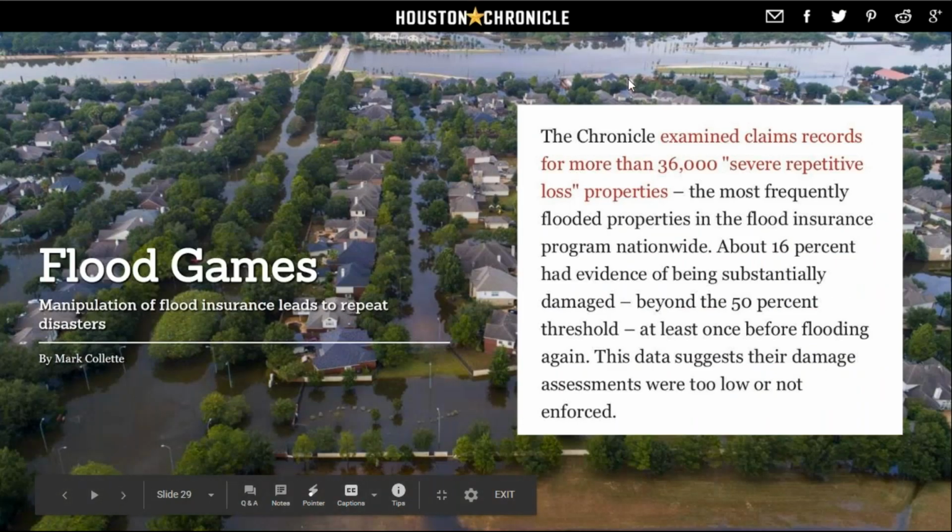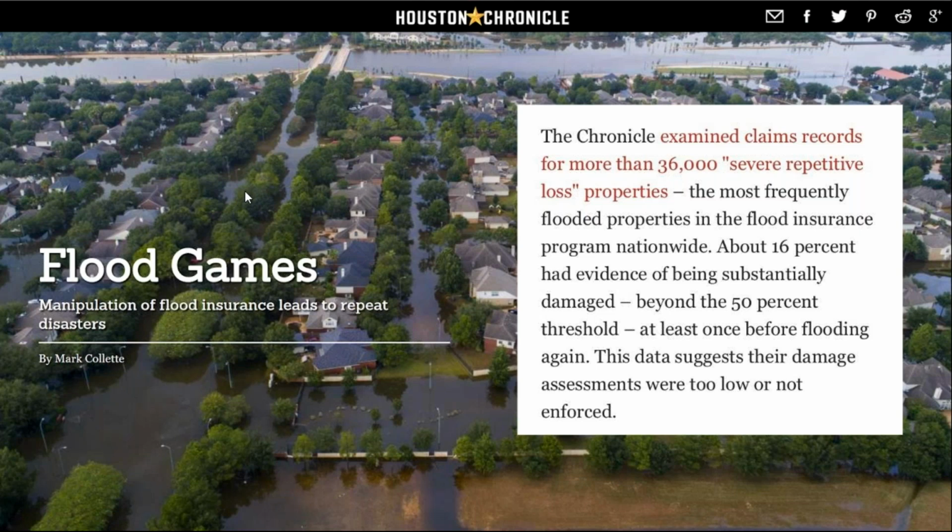They've been studying, before Harvey, 36,000 structures over the last 20 years that repeatedly flood. They flood, they get insurance money. They flood again, they get insurance money. They flood again, they get insurance money. And these homes have pulled out millions of dollars of insurance claims over 2 decades, and the homes themselves are worth mere pennies on the dollar. You've got $100,000 houses that have had $1 to $2 million worth of claims over the last 20 years.